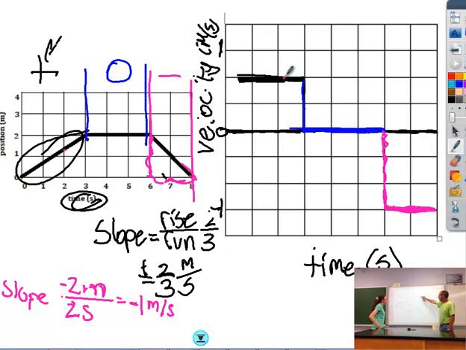Okay, so 2/3 of a meter per second is slower than 1 meter per second. So the further I am from the 0, the faster I am moving. Exactly. It doesn't matter if it's positive or negative, because positive and negative just denotes direction.